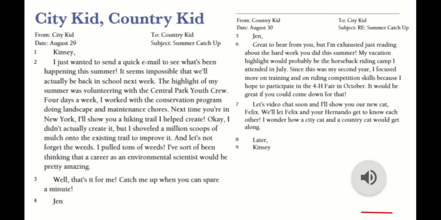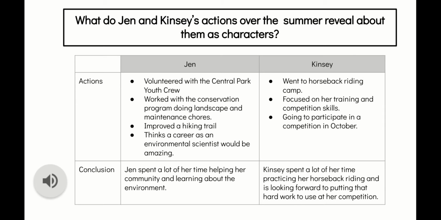We read City Kid, Country Kid, two letters of girls written to each other in the summer. We were able to take notes. We're always going to want to take notes or annotations before we write a reader's response to collect our ideas and to collect our evidence before we get started. So I learned that Jen cares about the environment and Kinsey is working on horseback riding skills so that she can compete in a competition.